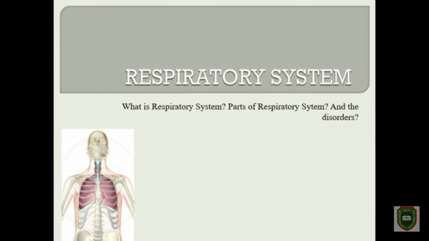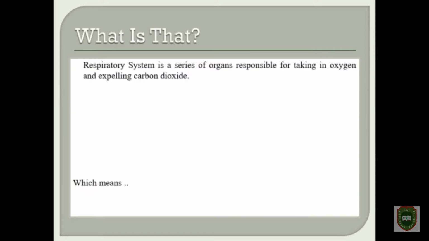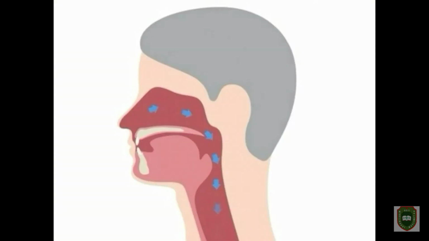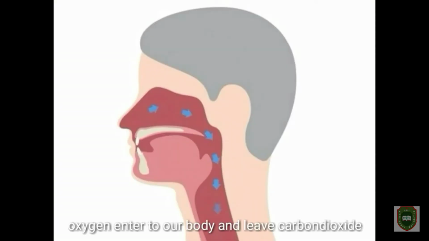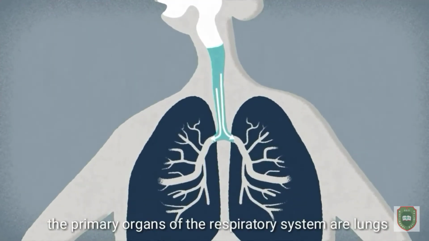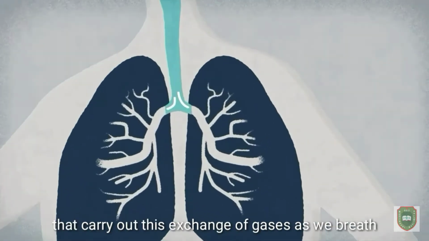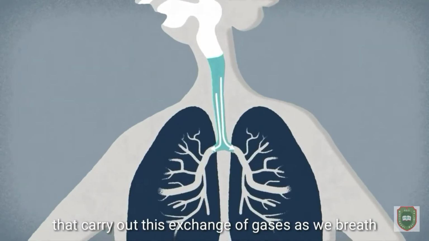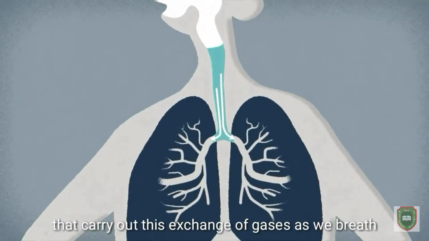It's called the respiratory system. The respiratory system is a series of organs responsible for taking in oxygen and expelling carbon dioxide, which means oxygen enters our body and carbon dioxide leaves. The primary organs of the respiratory system are the lungs, which carry out this exchange of gases as we breathe.